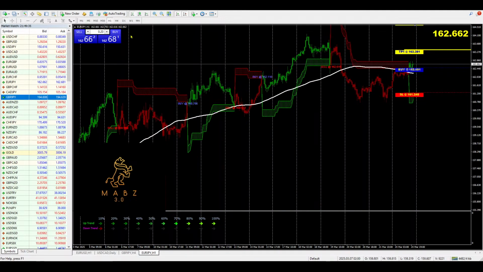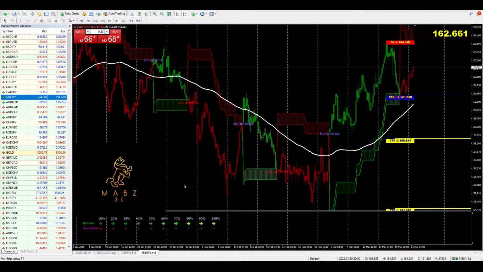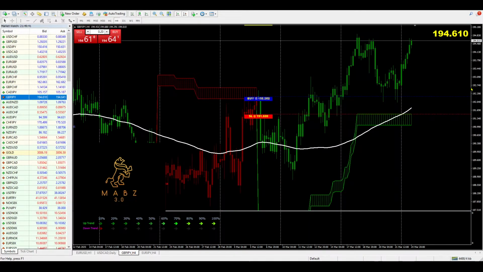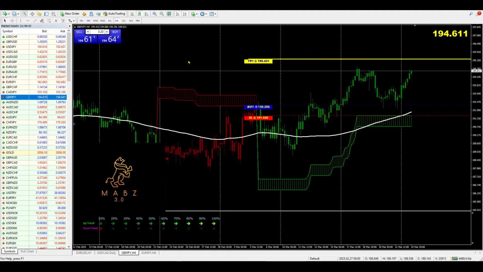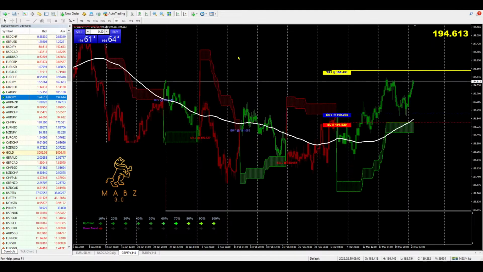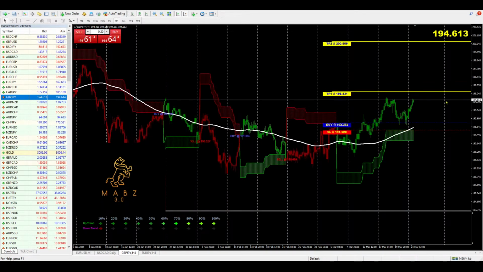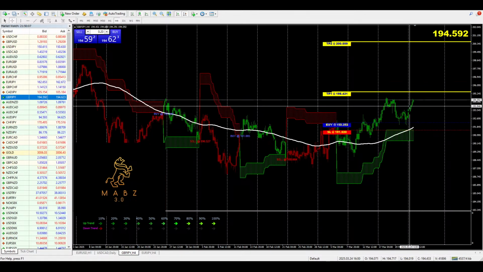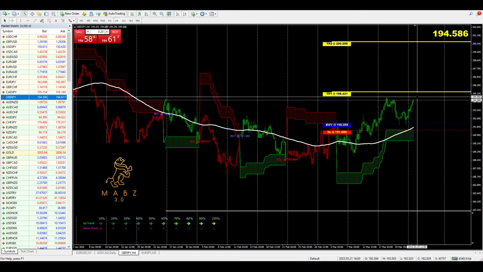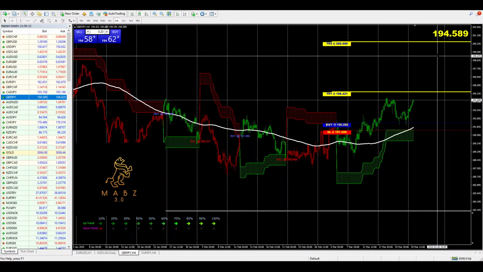Now let's look for an example of a buy trade. This is the GBP JPY on the H4 chart. It's the same rules for a buy setup. In order to have a valid buy trade, the first thing you want to see is the market price above the white line, which is the 100 moving average. If the price is above the moving average, that suggests this is a bullish market, a market that's going to continue rising.